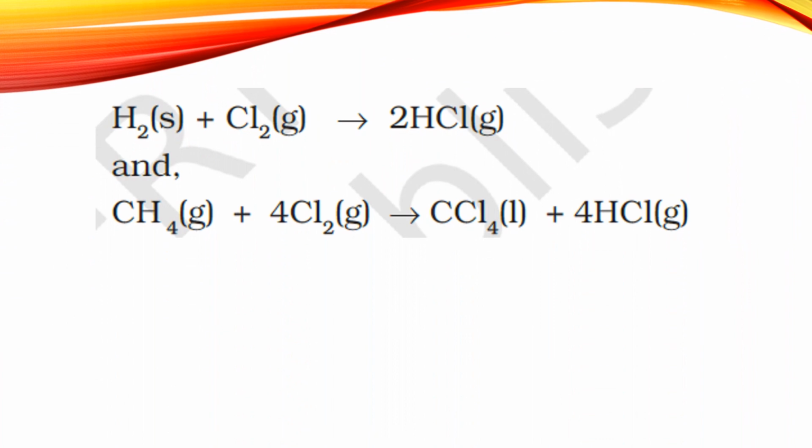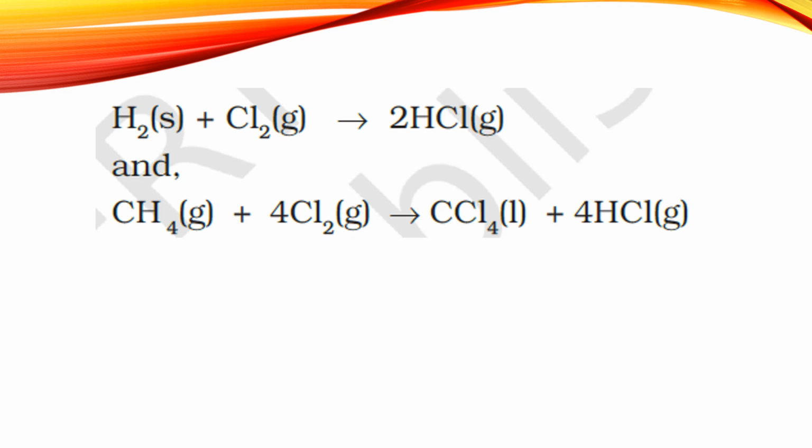So let's understand these reactions. These are similar ones. H2, which is in gaseous form, plus Cl2, which is in gaseous form, gives rise to 2HCl, which is in gaseous form. And CH4, which is in gaseous form, plus 4Cl2, which is in gaseous form, gives rise to CCl4, that is carbon tetrachloride, which is in liquid form, plus 4HCl, that is in gaseous form.